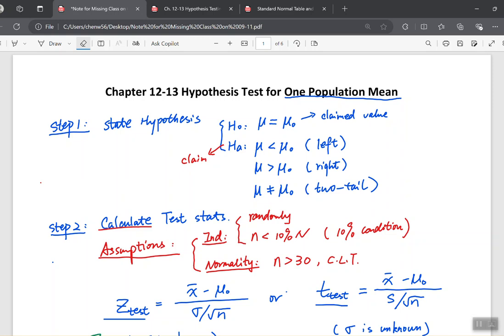Is our claim, and is this thing we want to test about whether this claim is correct or not correct. And then we say the null hypothesis is a statement corresponding to the claim, right? So actually we say the null hypothesis is always mu equals mu 0, and the alternative hypothesis depends on what we want to test.